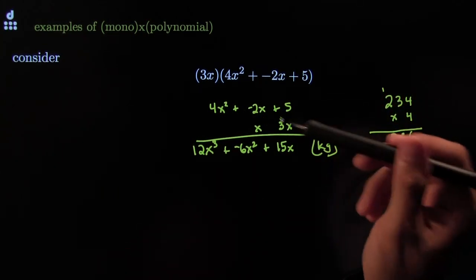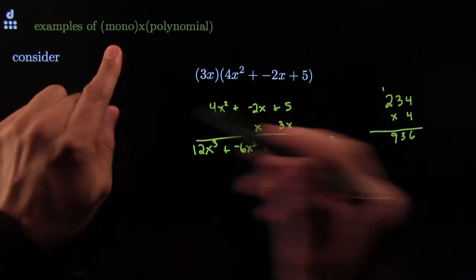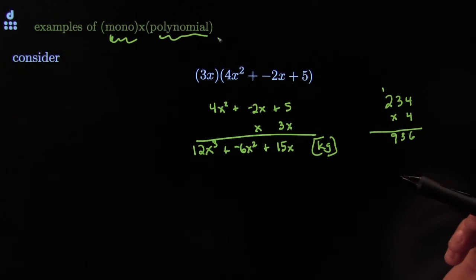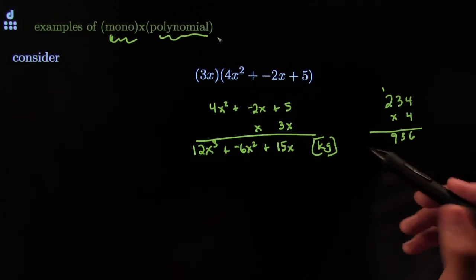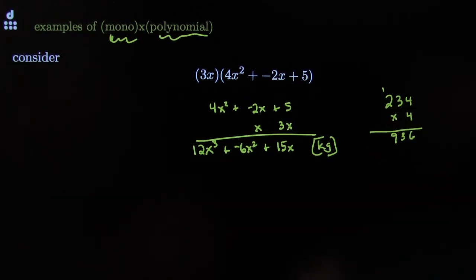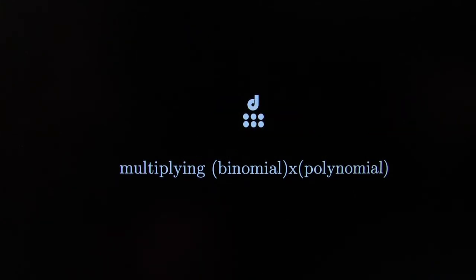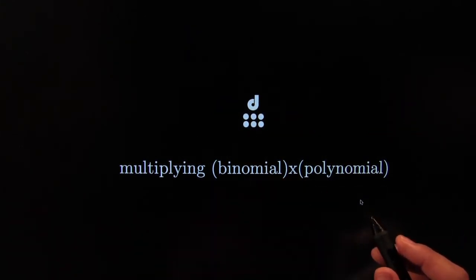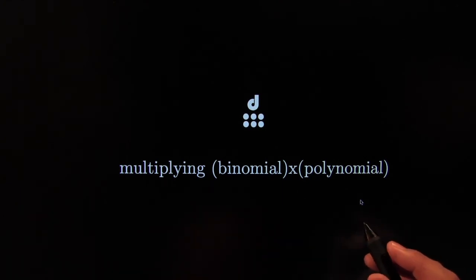Alright, this is in preparation, of course, for what's coming up. This is too easy. Monomial times polynomial. Maybe a better challenge would be something like this. Let's see here. A binomial times a polynomial. That might be a little bit more challenging. So come back and we'll do a few of these.